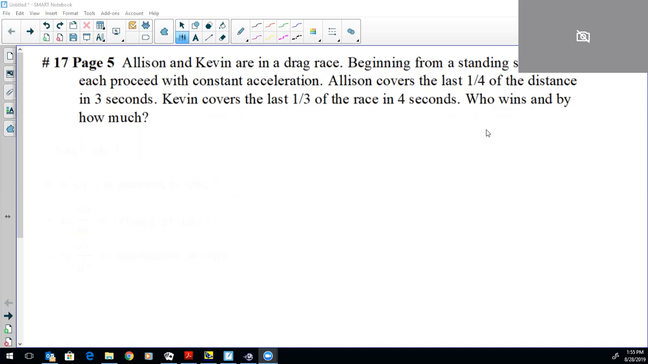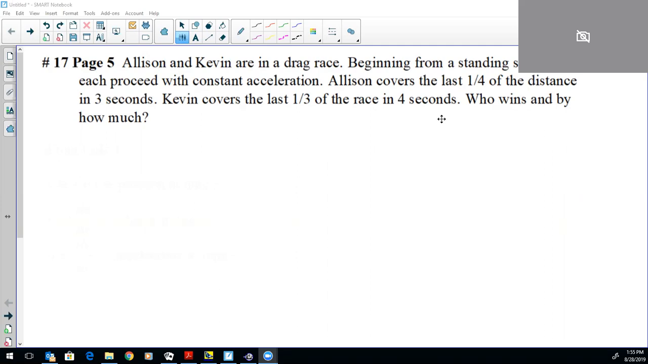They're in a drag race, beginning from a standing start. Okay, that means their initial velocity is 0, and their initial position is 0, since they're starting at the same place, I assume. They each proceed with a constant acceleration. Then we know something about how Allison does in the last part of the race. She covers the last 1/4 of the distance in 3 seconds. Kevin does the last 1/3 in 4 seconds. Who wins and by how much?